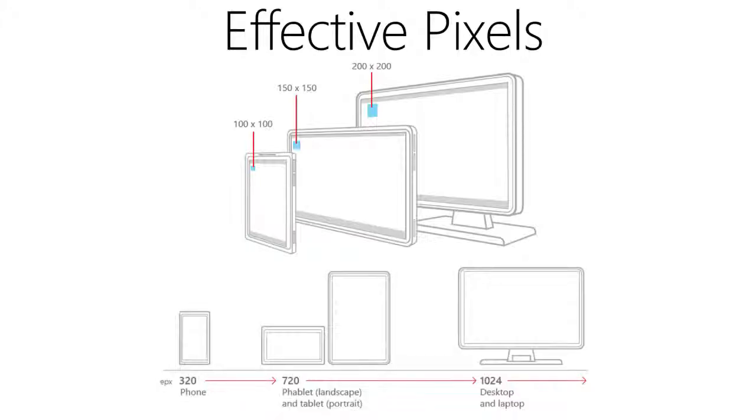And generally, you'll say that you have 320 pixels for a phone. So these are effective pixels again. We're not talking about a phone that's high def. In general, you have 320 pixels when you're developing and designing. You get 720 for a phablet or a tablet, and a desktop has about 1024. So that's really simple. It doesn't always work exactly like that, but generally that's pretty much how it is.